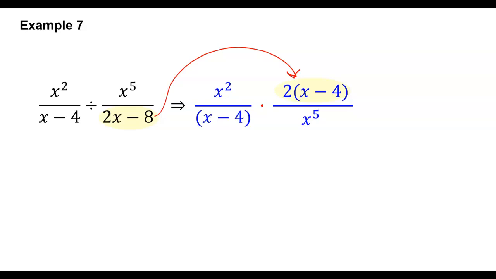So hopefully now you see there's some stuff you can cross out. What is on top and bottom that can cancel out? x minus 4 and x minus 4.